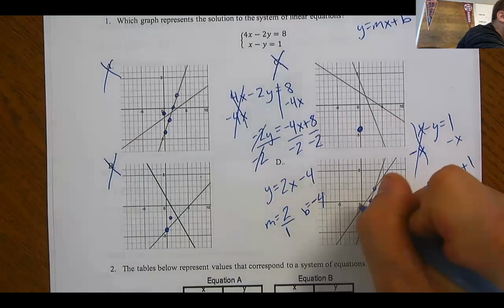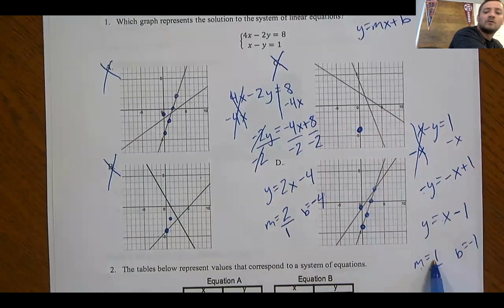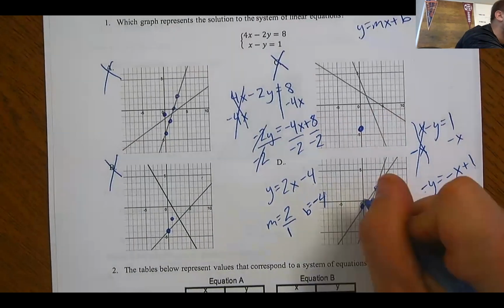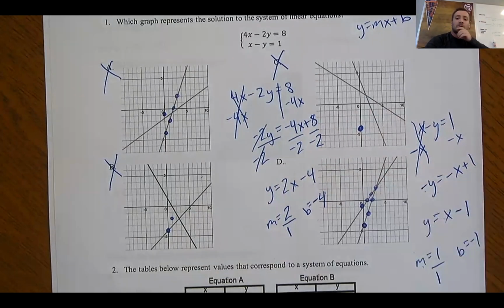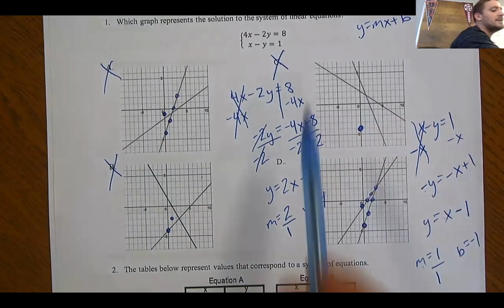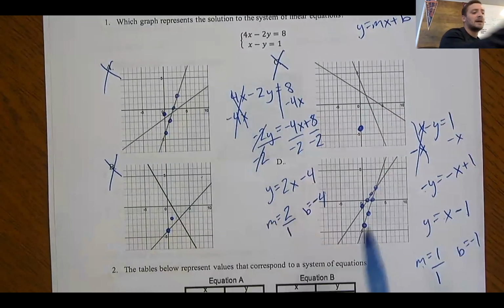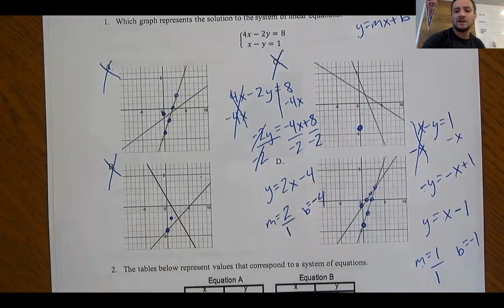Let's try this one. -1 is my y-intercept, and then we have a slope of 1/1. Rise 1, run 1. Rise 1, run 1. Yep. So really, all we did here, guys, is we converted these into y equals mx plus b, and then we matched the graph with those equations. That's it. All right, moving on.